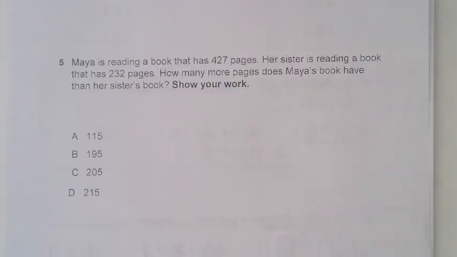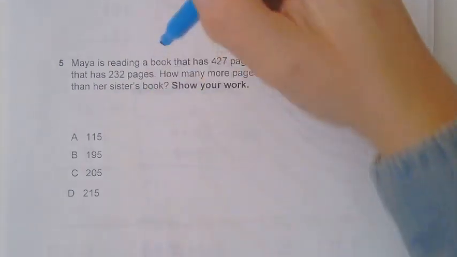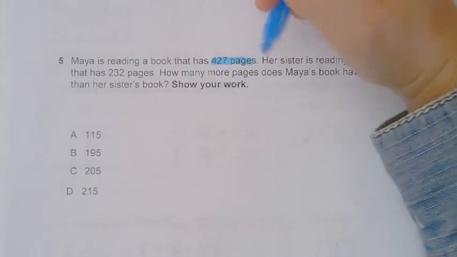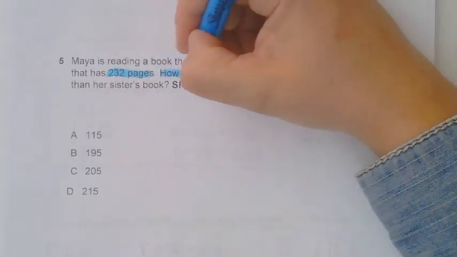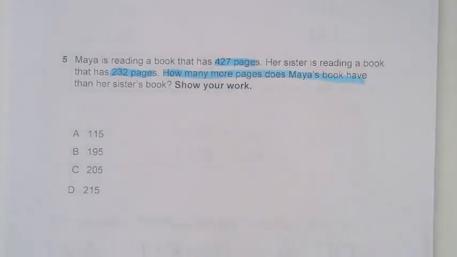All right, last but certainly not least is a story about Maya. Maya is reading a book that has 427 pages total. Her sister is reading a book that has 232 pages total. How many more pages does Maya's book have than her sister's book? Show your work.